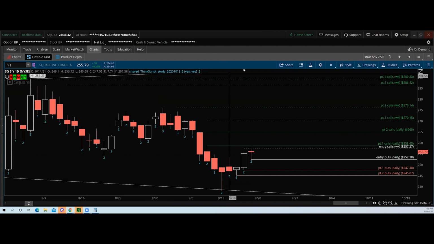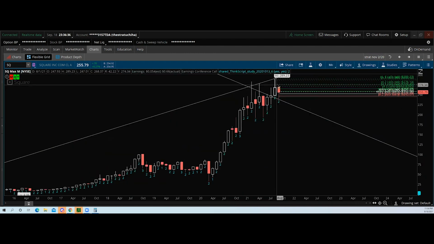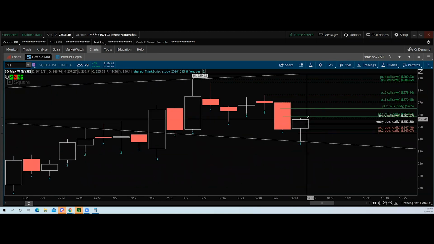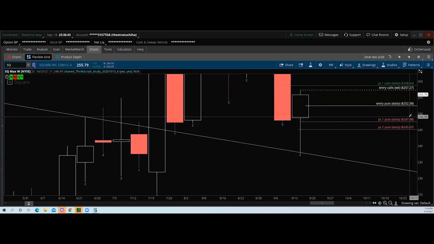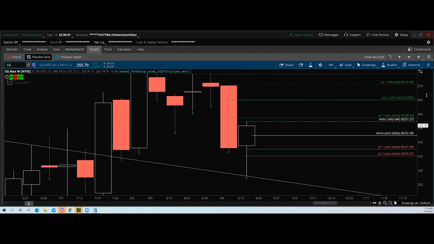So first we're gonna start with SQ. Right now SQ is looking like it might form a hammer on the month, but the week is looking like it's setting up for a reversal. I kind of already started marking on it before. I was like, let me just go ahead and record.